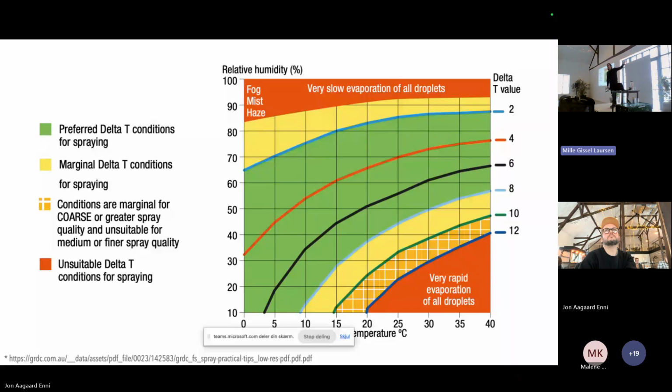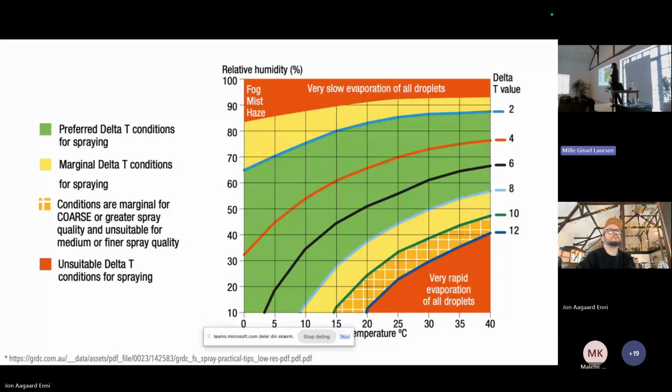Look up your current temperature, look at your current humidity, and you can plot those two. You can type Delta T into Google Images and you'll come up with oodles of these. If you're anywhere in that green zone, generally you're good to do a foliar spray. You shouldn't do it on a really hot and really dry day. The plants are going to have closed stomata, protecting themselves from that heat. They're not going to be open and porous and take in that foliar spray.